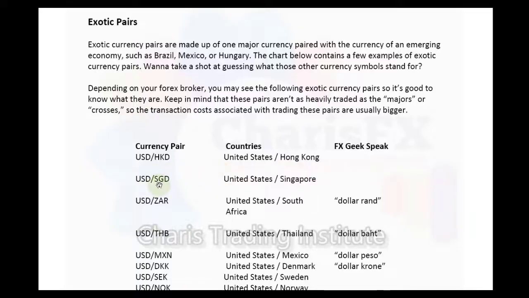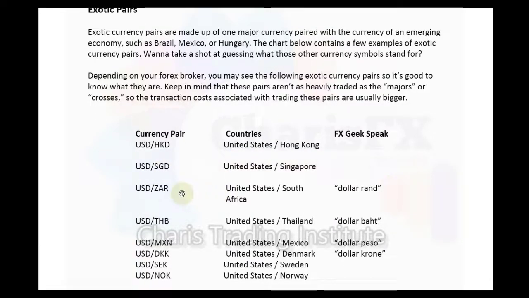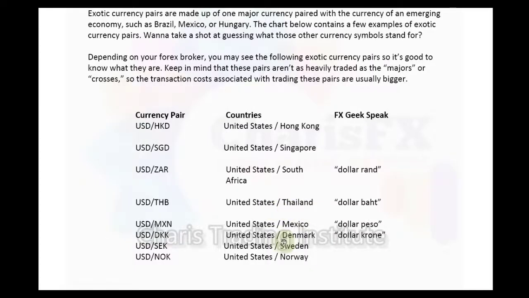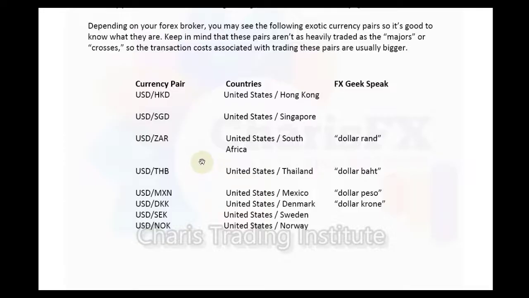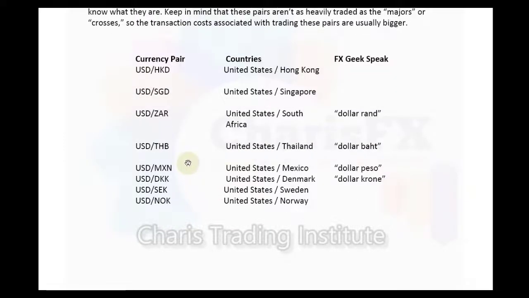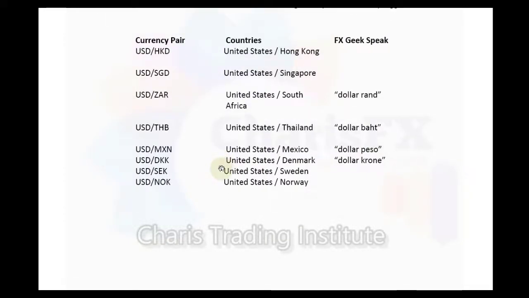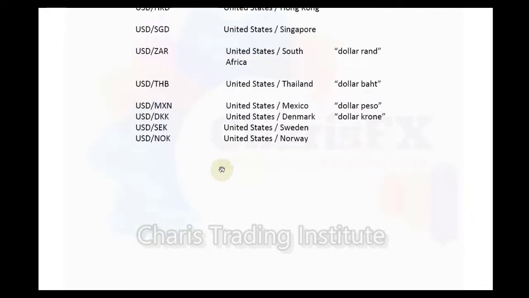Okay, so when you have the USD paired with Singapore, the South African rand, Thailand, Mexico, Denmark, Sweden, and Norway, all these are examples of exotic pairs. Okay, exotic pairs usually have a high level of liquidity from what I've seen in the markets, and a high level of volatility. When you want to trade those types of pairs, then you must have enough equity and precision to be able to survive trading exotic currencies.